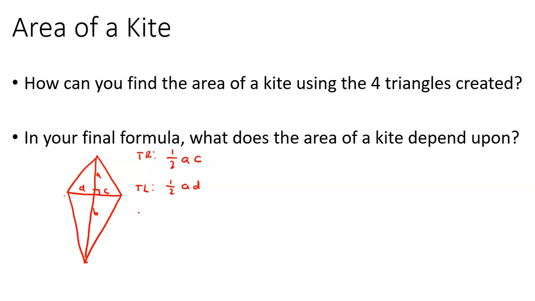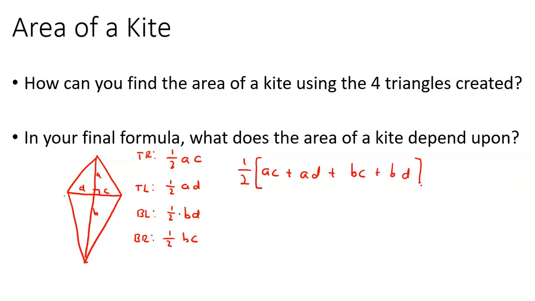How about the one on the bottom left? The bottom left has an area of 1/2 times B times D, 1/2 base times height. The one on the bottom right has an area of 1/2 times B times C, again 1/2 times base times height. If you want the area of the whole kite, add these four things together. I'm going to pull the 1/2 out of the entire thing. So when I do that, I'll end up with AC plus AD plus BC plus BD. Those are the four things.